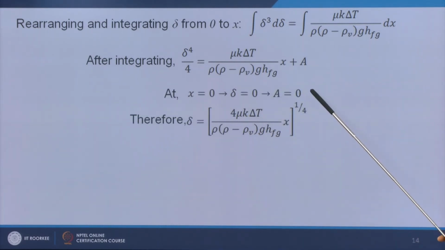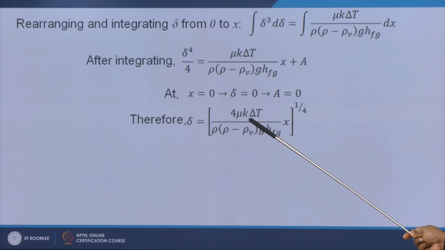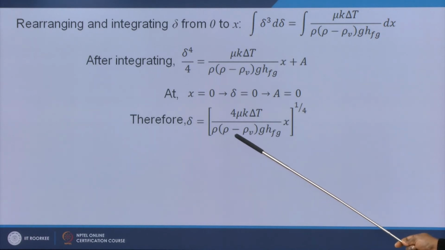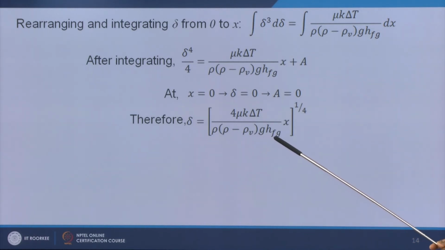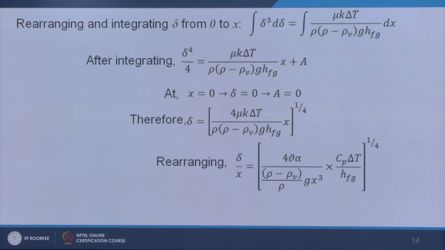So, a will be becoming 0. So, finally, we get delta in the form of (4 mu k delta t by rho into rho minus rho v into g hfg into x) to the power 1 by 4. Let us try to reduce this by finding out some non-dimensional number over here.